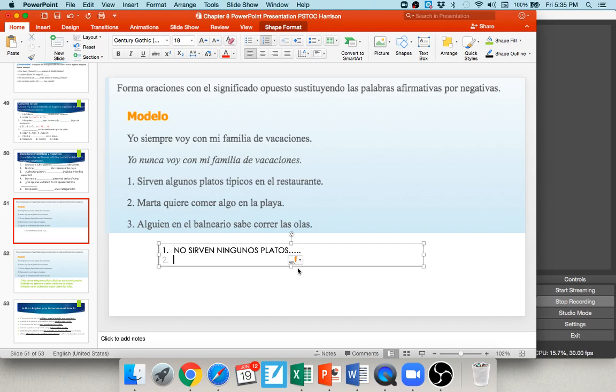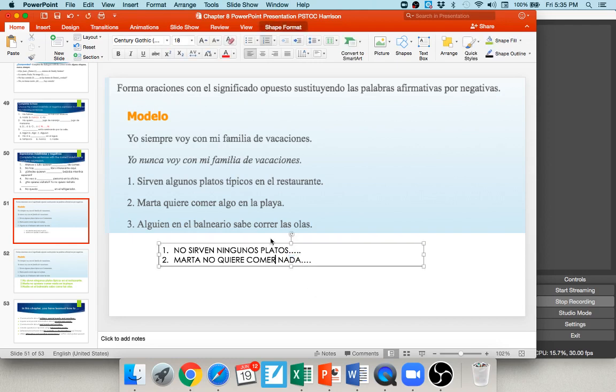Okay, number two. It says, Marta quiere comer algo en la playa. So Marta wants to eat something on the beach. We want to change this and say she doesn't want to eat anything, or literally she doesn't want to eat nothing on the beach. So instead of Marta quiere, she wants, we're going to say Marta no quiere, she doesn't want to eat anything. So instead of anything, Marta no quiere comer nada en la playa, nada.